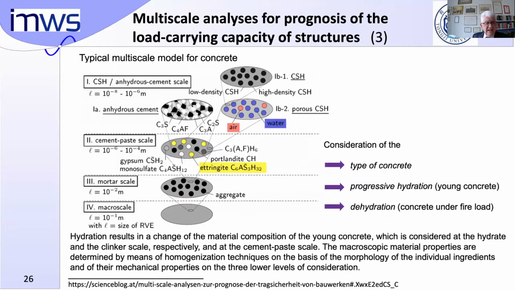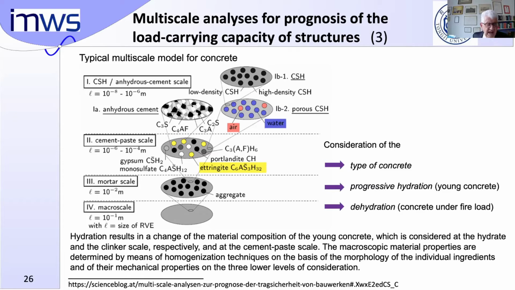What is shown on this slide is a typical multi-scale model for concrete consisting of 4 different scales. The finest one is the so-called CSH, calcium silicate hydrate scale. The characteristic length of the RVE ranges from 10^-8 to 10^-6 meters, and typical inclusions are low density and high density CSH. The next higher scale is the cement paste scale, with L ranging from 10^-6 to 10^-4, and typical inclusions gypsum, monosulfate, portlandite, ettringite.